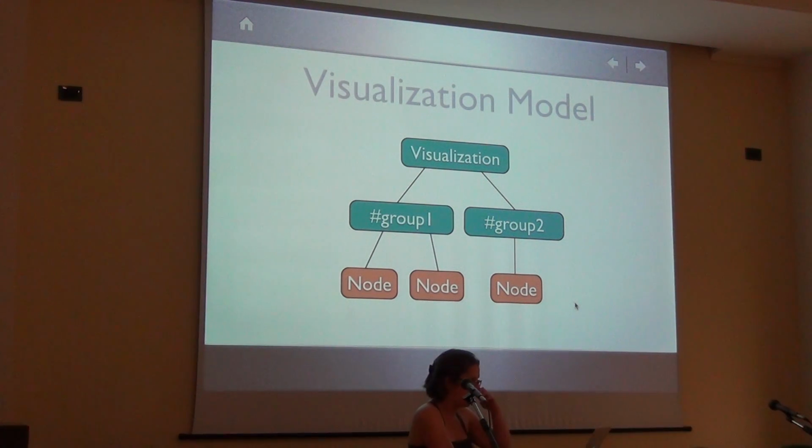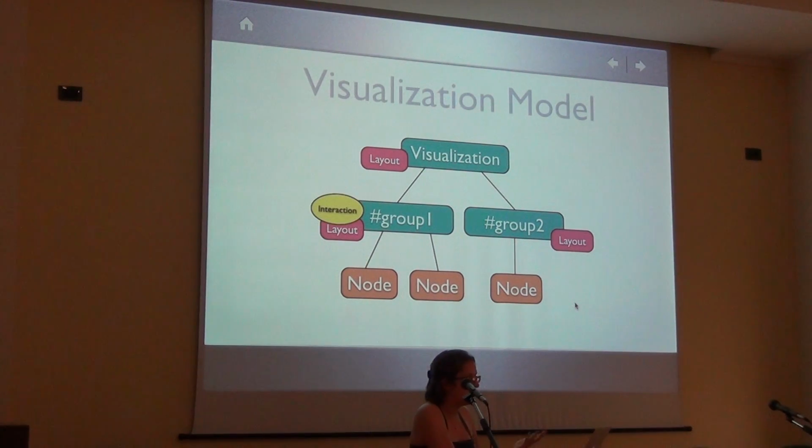The leaves of the tree. And we can put a layout, a Russell layout, to the visualization and also on the group. And here we can also put some interaction on the group or on the visualization. So when you put an interaction on an element, all the children elements take also the same interaction.